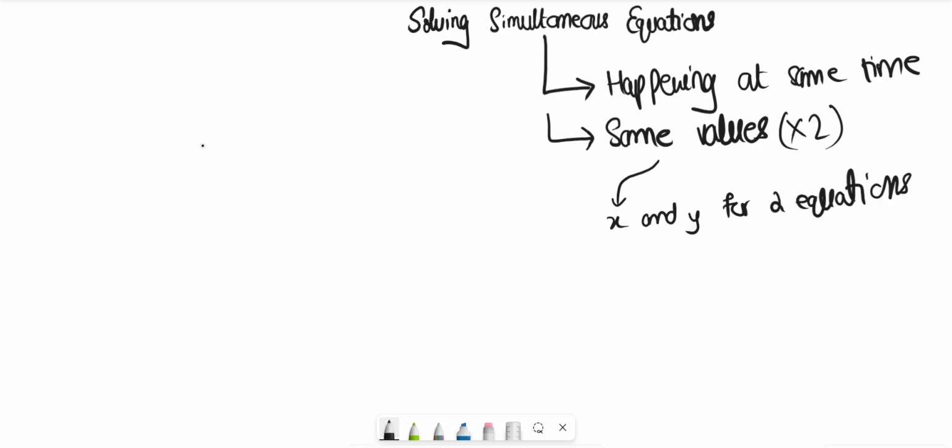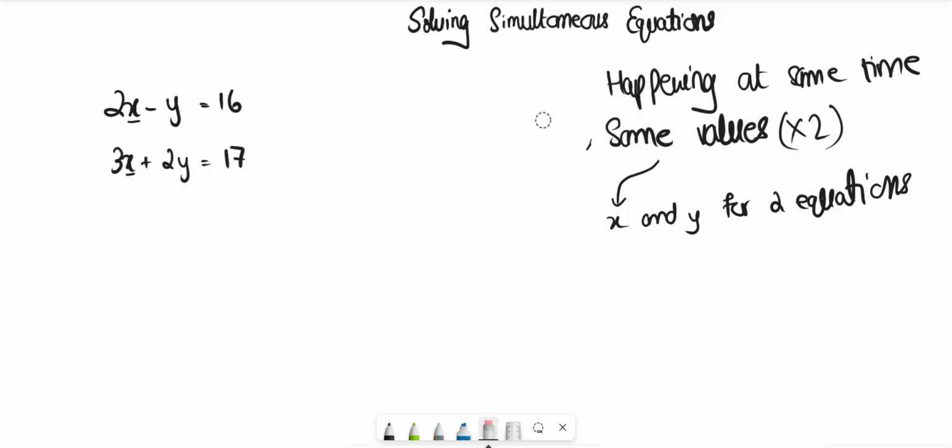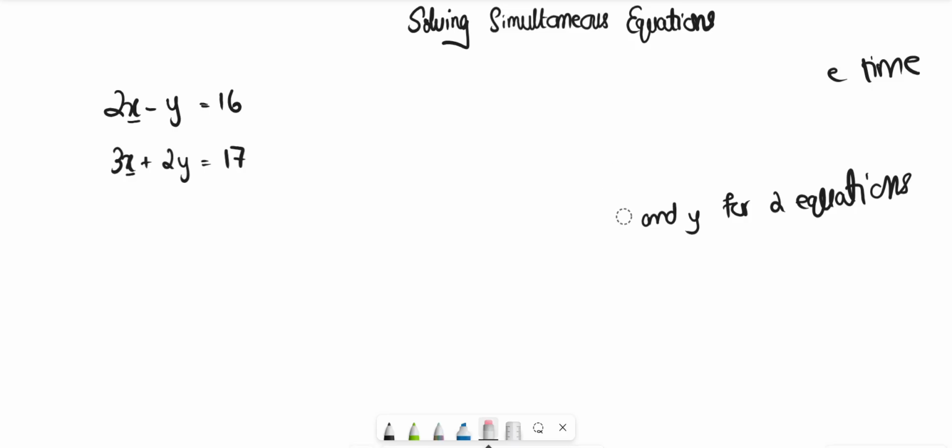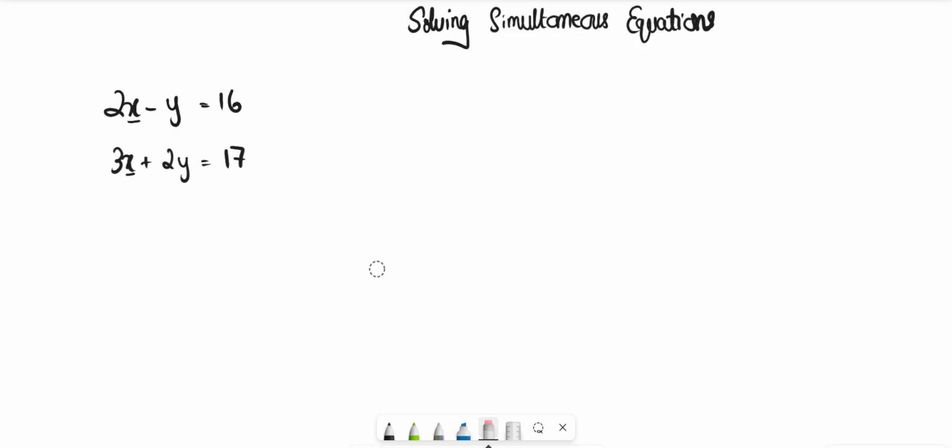Now, let's have a look. For example, I have the equation 2x minus y equals 16 and 3x plus 2y equals 17. Okay, these are two equations that I have. Now, I want to find the values of x and y such that they satisfy both of these equations, right? This is what I want. Am I right? Okay, so there are two methods to solve it.